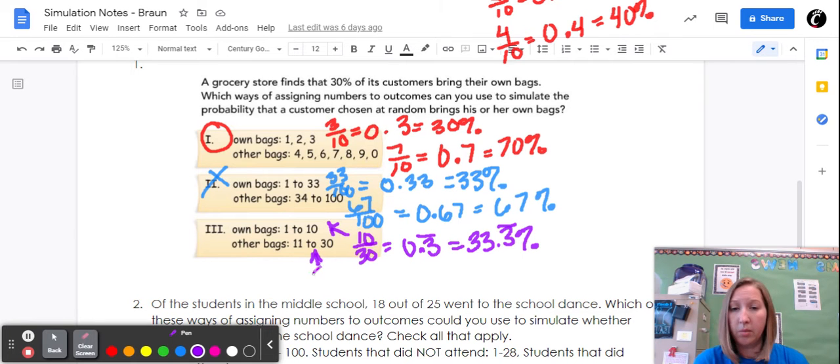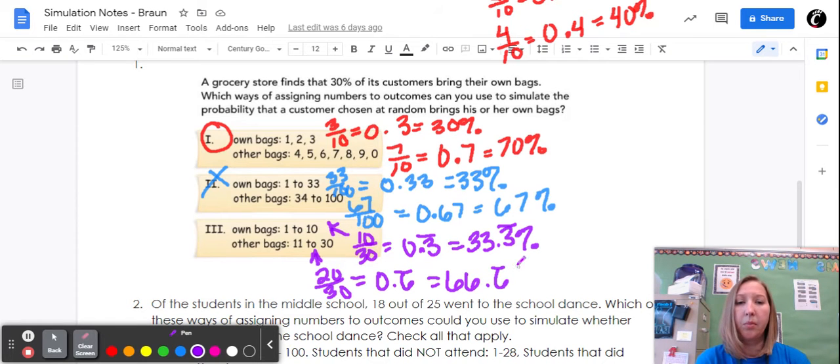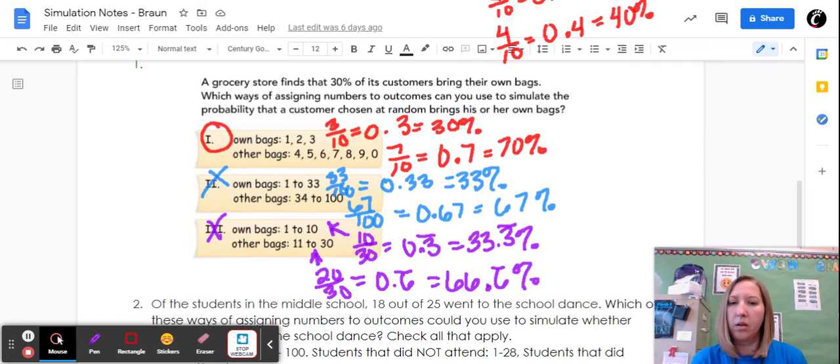And then if I look at these other ones, if I'm looking at 11 to 30, that is going to be 20 numbers out of our total 30. So 20 30ths, which then when I divide 20 by 30, I get 0.6 repeating, which would be 66.6 repeating percent. And again, we're looking for 30% of customers using their own bags. So only scenario 1 here would be our simulation, which one would actually simulate the probability. Okay, so let's take a look at another practice problem.